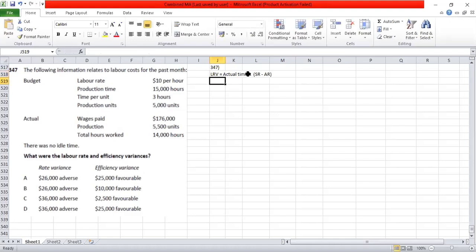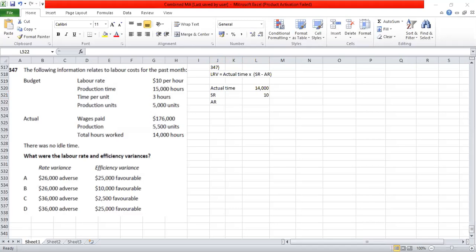So we need to have three variables. What's actual time? Total hours worked are 14,000. Actual total hours worked are 14,000. Now we need to know what is standard rate. What's standard rate? Actual rate. Actual rate is not given. Wages paid are 176,000. Production is 5,500 units. And total hours worked are 14,000. So those details only are given to us, but actual rate is not given.